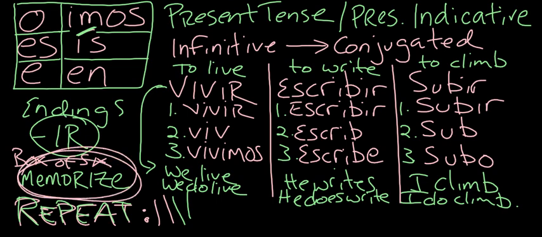Maybe just whisper it right now so that no one thinks you're too crazy in front of your phone. Just whisper. O-S-A, imos, is, en. See, you probably couldn't even really hear that. I was whispering too because I didn't want you to feel alone. All right, so you're going to memorize these.